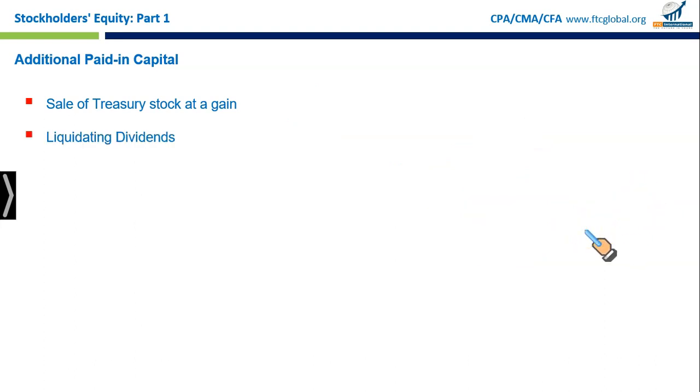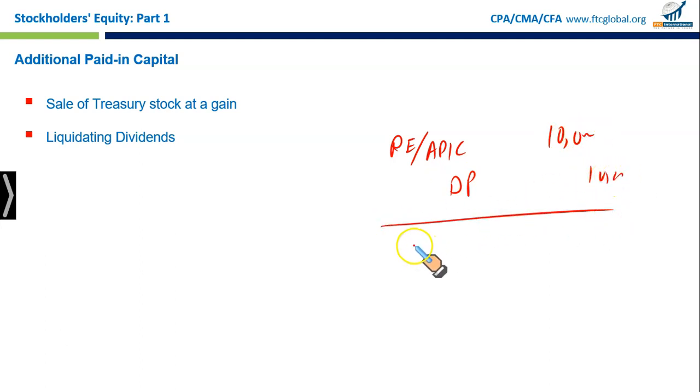Next, liquidating dividends. What are they? Liquidating dividends is also known as the return of capital. It represents a return to shareholders. It is paid out of retained earnings, or sometimes it is paid out of additional paid-in capital. So the entry that we make is we debit retained earnings or the additional paid-in capital, and we credit dividend payable, let's say $10,000. And when it is actually settled, we debit dividend payable, credit cash or bank $10,000, right?